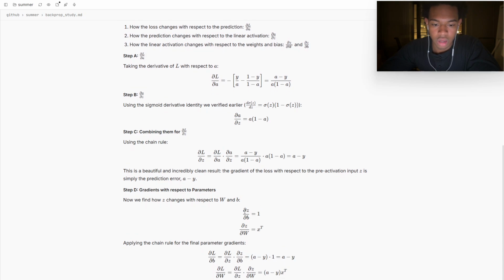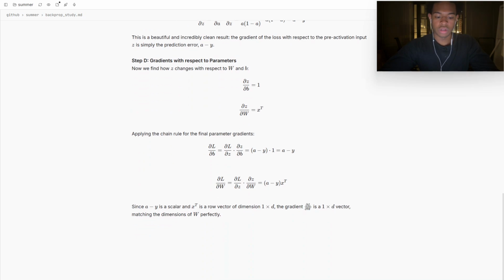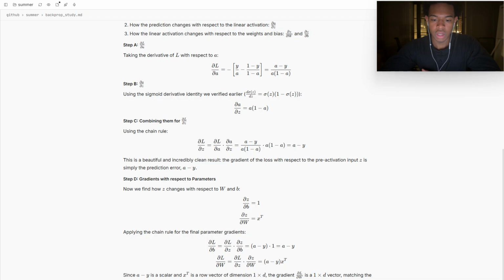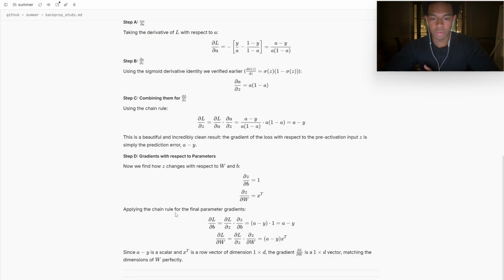Now the gradients with respect to the parameters. L with respect to Z, we did that, right? That's just the multiplication. I'm perfectly fine with that. With respect to the parameters, Z with respect to B is 1. Z with respect to W, this is new. That is the matrix calculus from the video that you guys never saw.